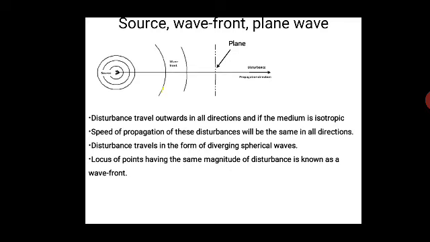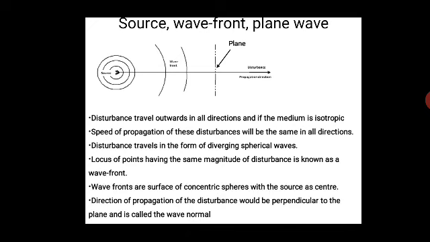And if I draw a locus of points which have the same magnitude of the disturbance, it is known as a wave front. You can observe many such wave fronts, which are concentric spheres with the source at the center. The propagation of this source is always in the direction perpendicular to the wave front plane, and is called the wave normal.